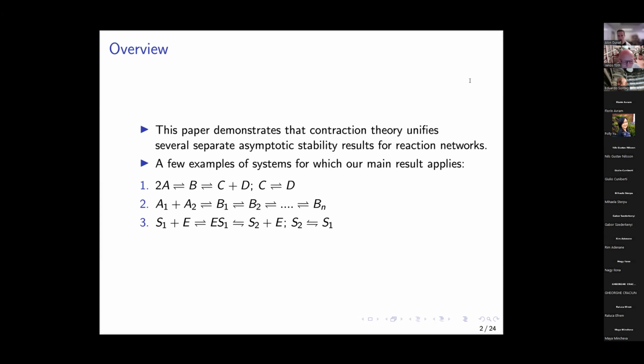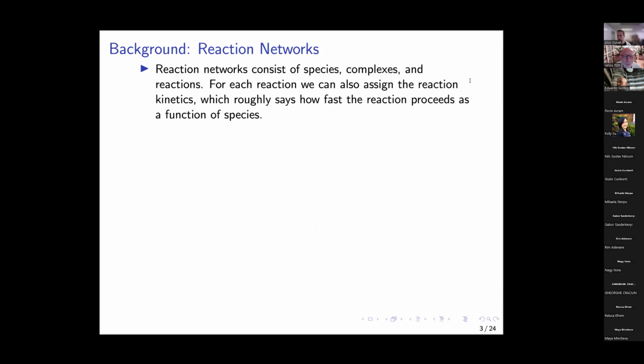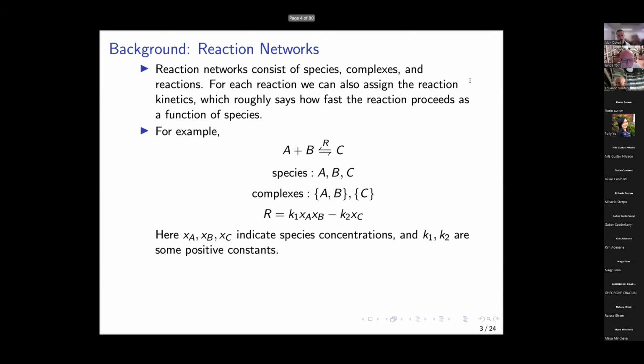So first I'm going to go over a bit of background. What is a reaction network? It consists of species, complexes, and reactions. Species are like the different parts that come together. Complexes describe sets of how things come together, and the reactions describe rules between complexes going to other complexes.